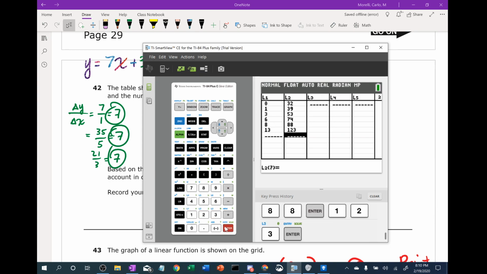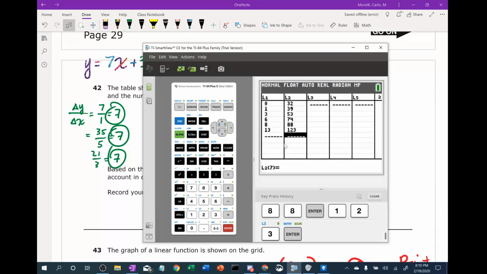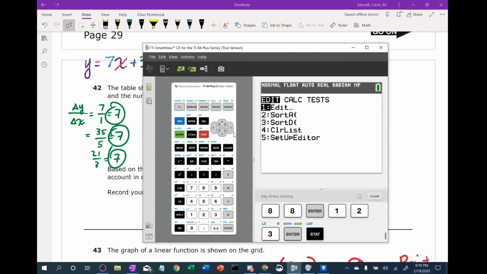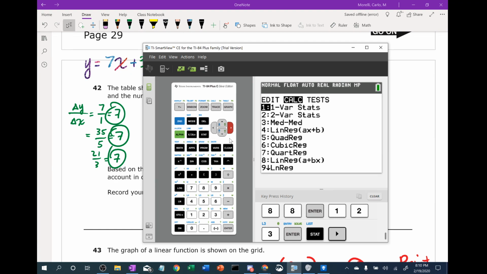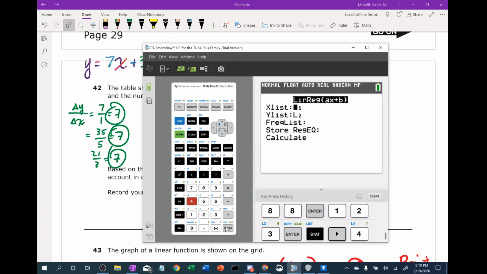Okay, so now I'm going to wait for the screen to catch up with what I'm saying on Discord, since I've got multiple people on Discord. Okay, and so there's our data. We're going to now hit Stat, and then we're going to go over to Calc. Because this is linear, we're going to hit 4. And then we're just going to enter through this list.